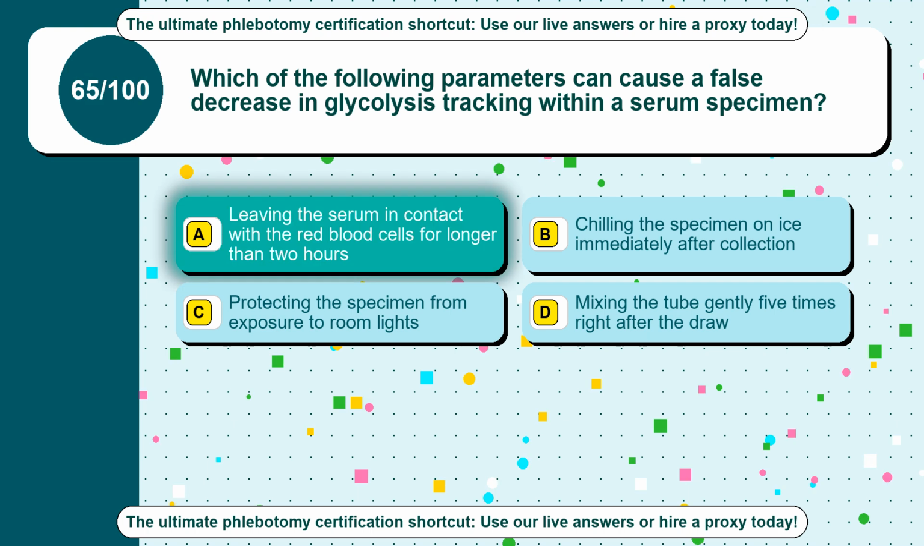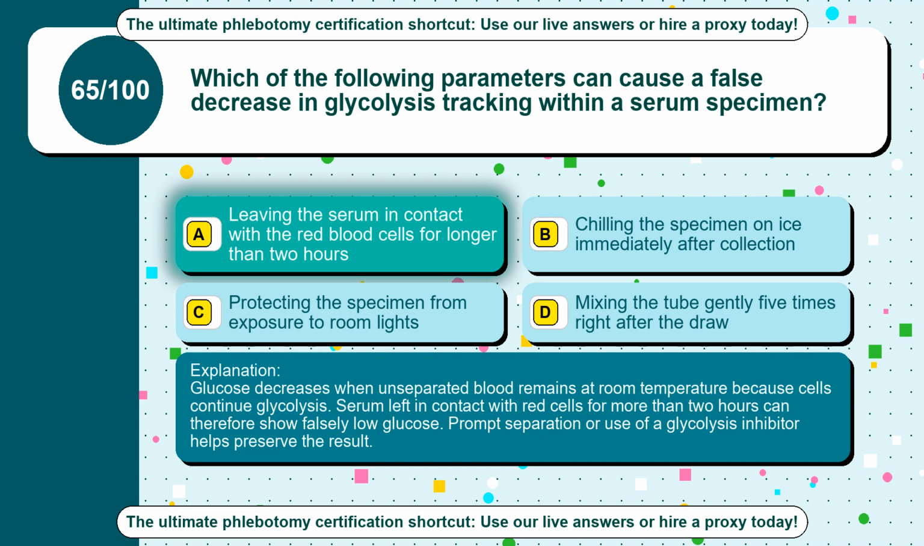Leaving the serum in contact with the red blood cells for longer than 2 hours. Glucose decreases when unseparated blood remains at room temperature because cells continue glycolysis. Serum left in contact with red cells for more than 2 hours can therefore show falsely low glucose. Prompt separation or use of a glycolysis inhibitor helps preserve the result.